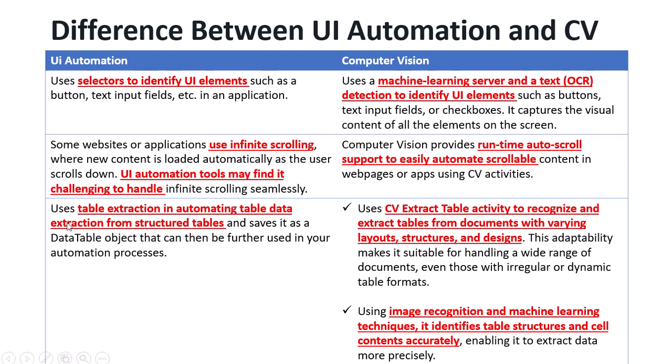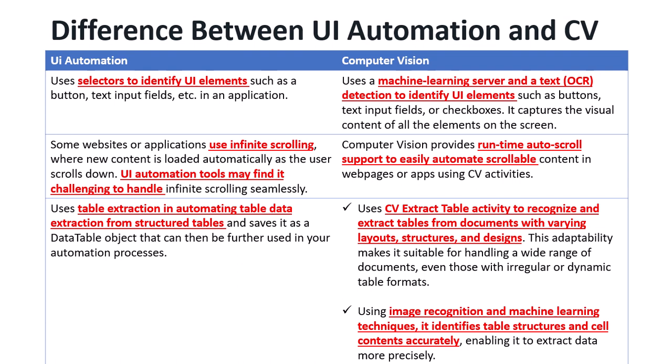The third point is that UiPath conventional automation uses table extraction to automate table data extraction from a structured table and save it to a data table. Table extraction is the technology used by the conventional UiPath automation methodology to extract any table structure from the web page. On the other hand, computer vision uses the CV Extract Table activity to recognize and extract tables from documents with varying layouts, structures, and design.